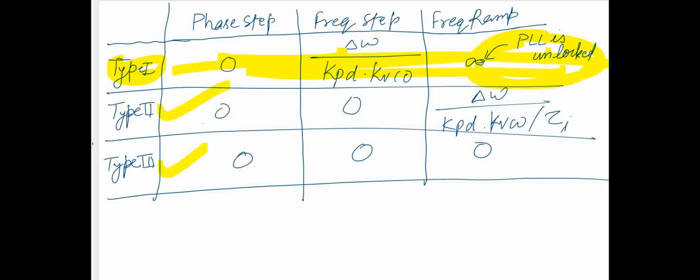Okay, and now the next topic, the second and last topic for this lecture, obviously, is the frequency acquisition range for the PLL. So here we will focus on the actual transient signal in the PLL when we have any phase or frequency step.